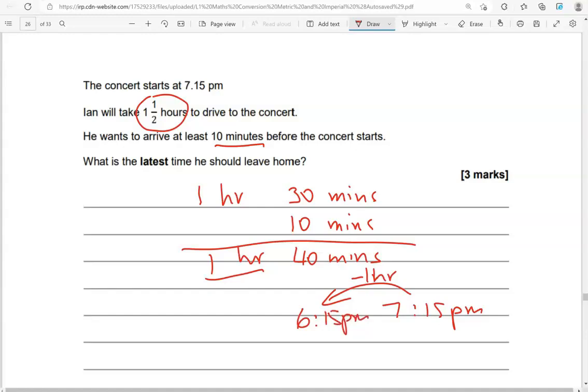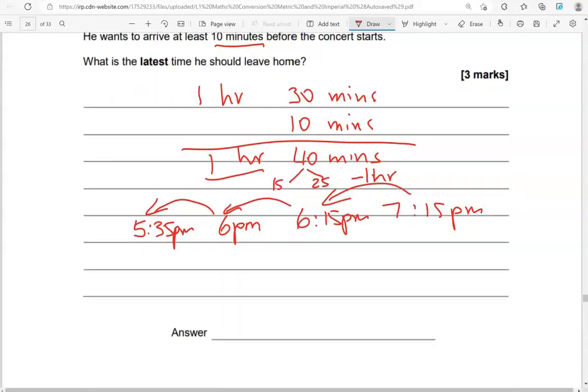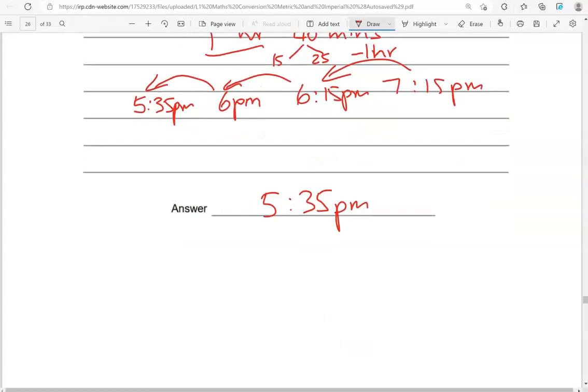Now 40 minutes, we can split that into 15 minutes and 25 minutes. So going backwards by 15 minutes will take us to 6 p.m. and then another 25 minutes will take us to 5:35 p.m. So 60 take away 25 gives us 35. So 5:35 p.m. is the time he needs to set off.